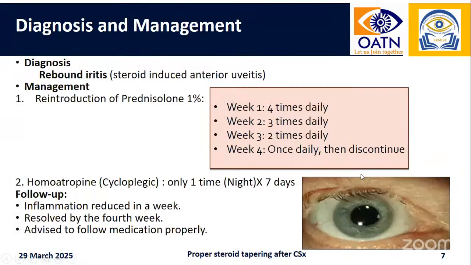So it was diagnosed as rebound iritis, and the management was reintroducing prednisolone. It was slowly, gradually tapered based on the schedule. And homatropine was also given for relaxing accommodation to prevent pain. After follow-up, the inflammation slowly reduced within a week, and it completely resolved within 4 weeks.